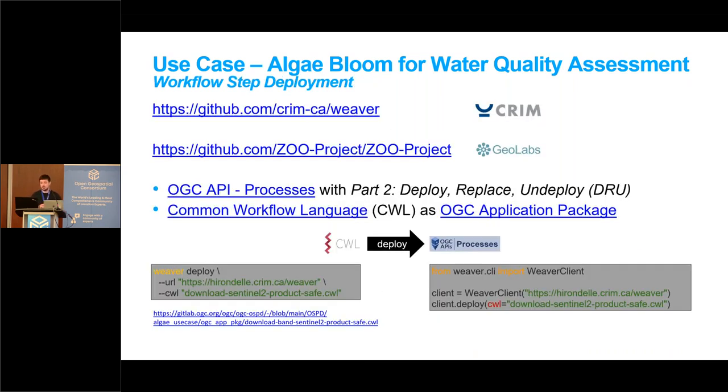So how do we do this deployment? In this use case, we use two different platforms, one called Weaver, implemented by CRIM, and the other one called Project, implemented by GeoLabs. Both are open source projects, so feel free to go and use them. As mentioned, they use part 2 of OGC API Processes for deploying the workflow, and the operation is as simple as calling the CLI or the Python interface, which is just under the hood OGC API Processes with the CWL, and the process is generated, made accessible with a standard representation, which can then be called by any client that supports OGC API Processes.